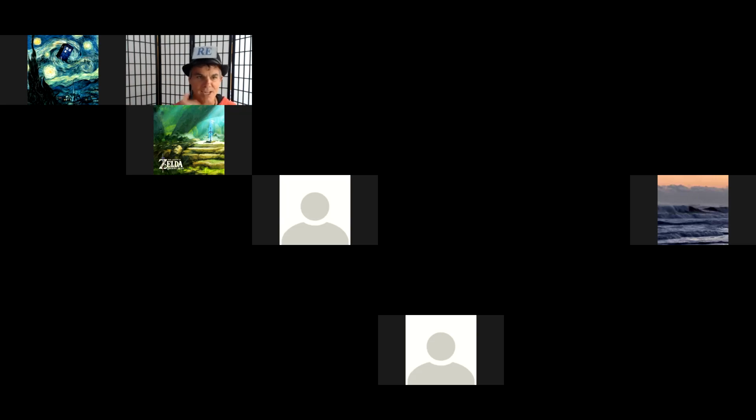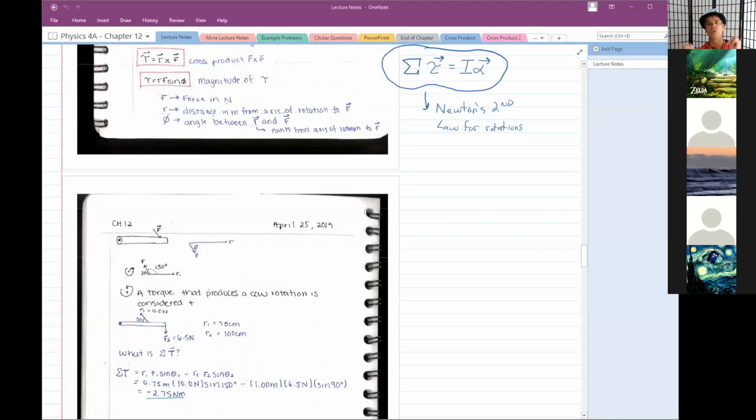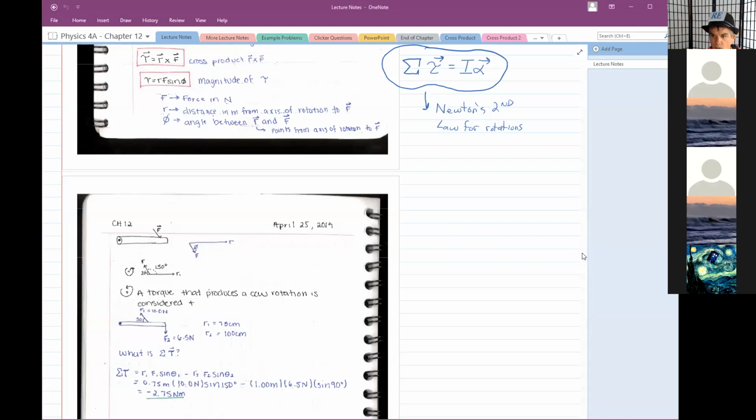Okay, I do have the recap on, so let's just do a quick little recap of torque. And that's pretty much all I'm going to cover today, is torque. I'm going to skip angular momentum, so after today, we are officially done with chapter 12. Let me hold this for a second. Let's manage participants. Mute all, yes.